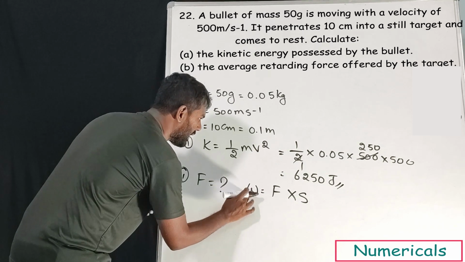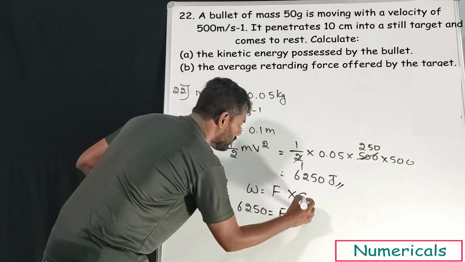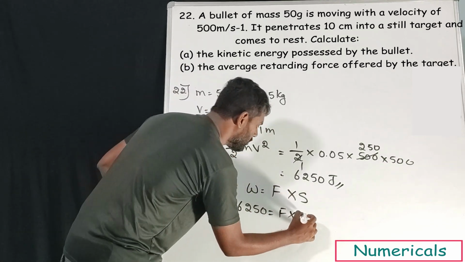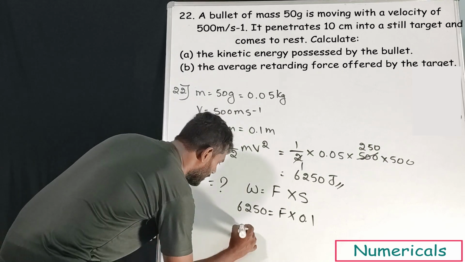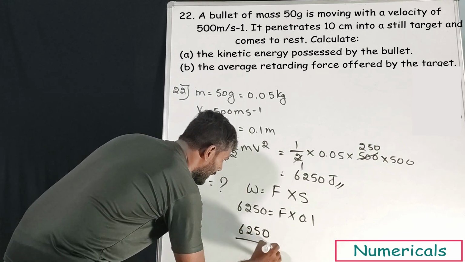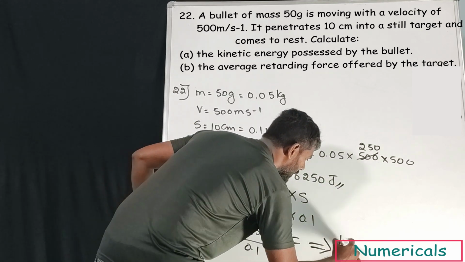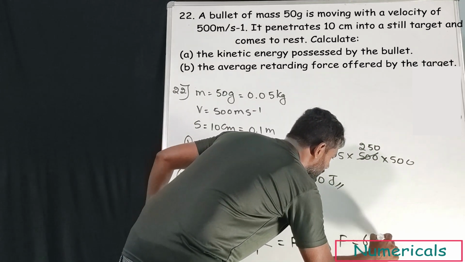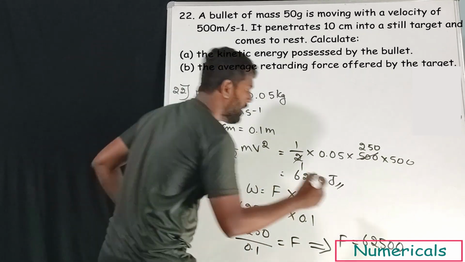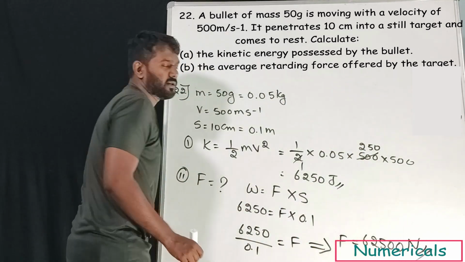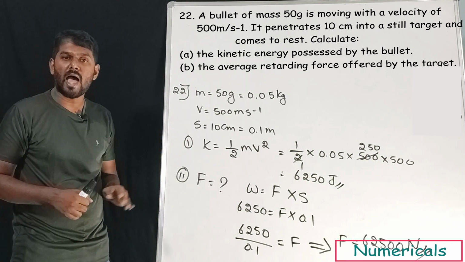What is the value for kinetic energy? 6250 is equal to F into S, and S is 0.1. If you want to find the value of F, you move this to this side, that becomes 6250 by 0.1 is equal to F. That is nothing but F is equal to 62500. What are we finding? Force. What is the unit of force? Newton. That's it. This is how you merge two concepts to get the answer.